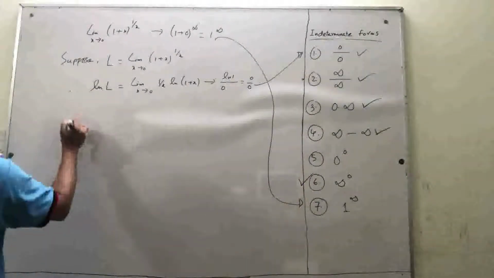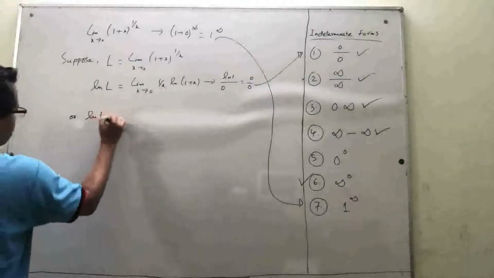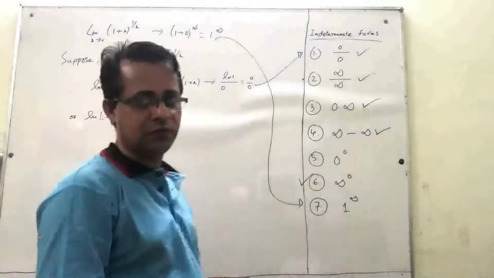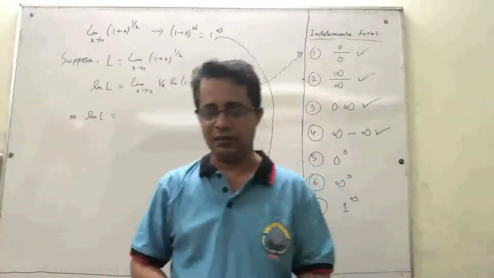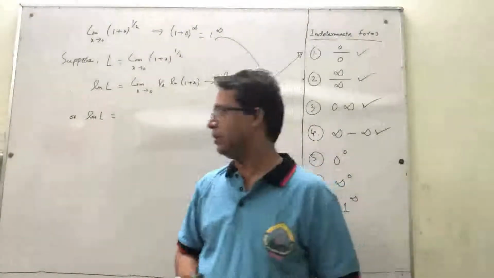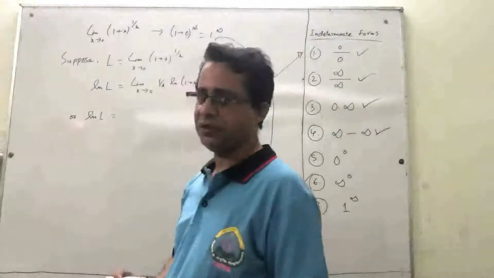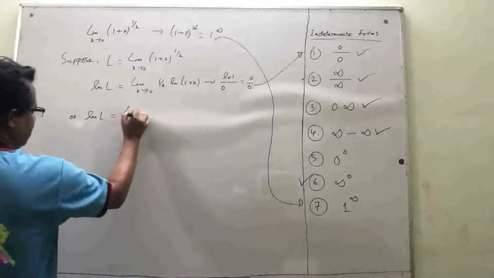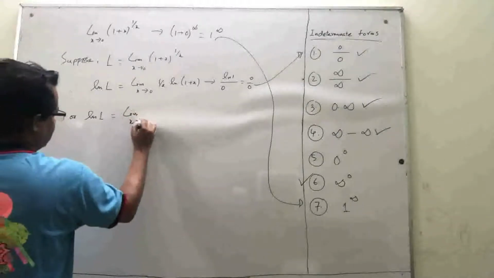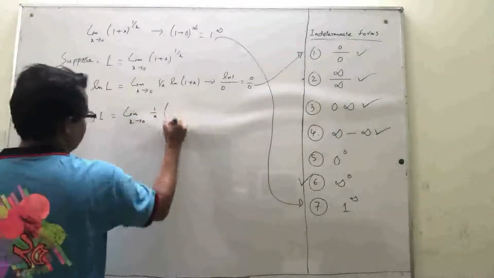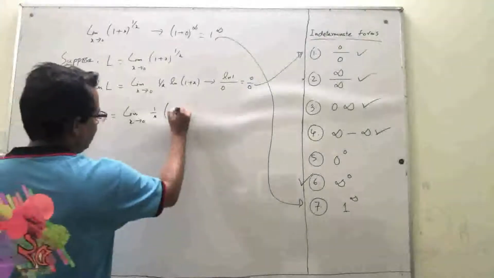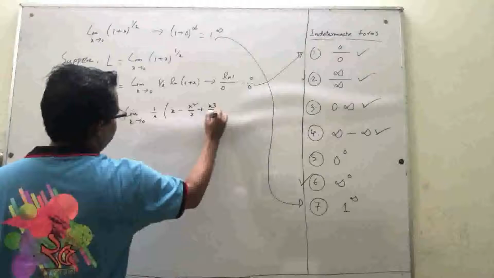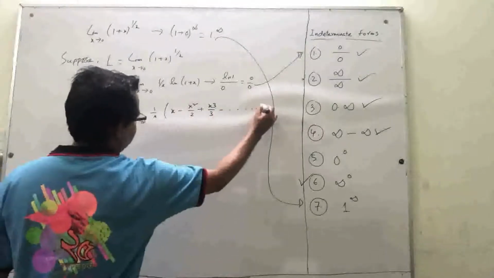Now what can we do? Here we know a formula for ln (1 plus x). It is an infinite series and an important series for calculus. We apply this on this limit: limit x tends to 0, 1 by x. We know that ln (1 plus x) equal to x minus x square by 2 plus x cube by 3 minus, and so on up to infinity.